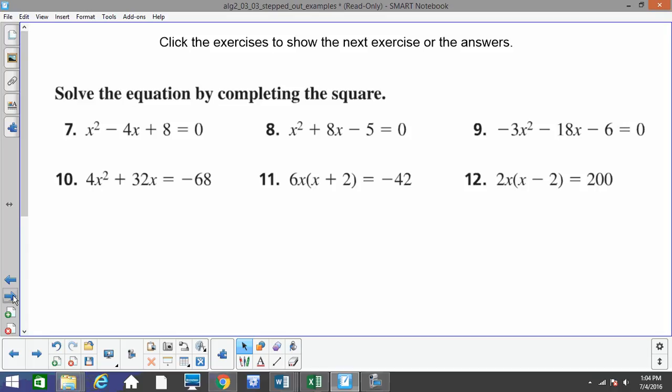All right. This is the you try part of the notes. Take a second and try these out on your own. I will put the answers up in a second, but I would definitely pause.